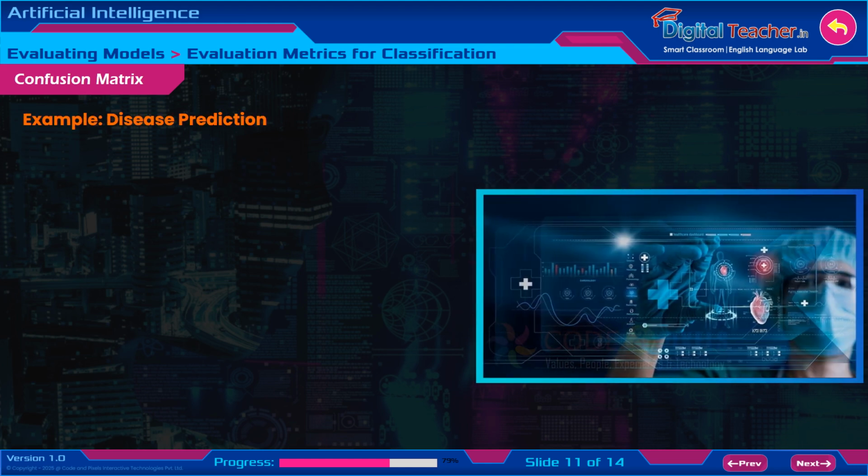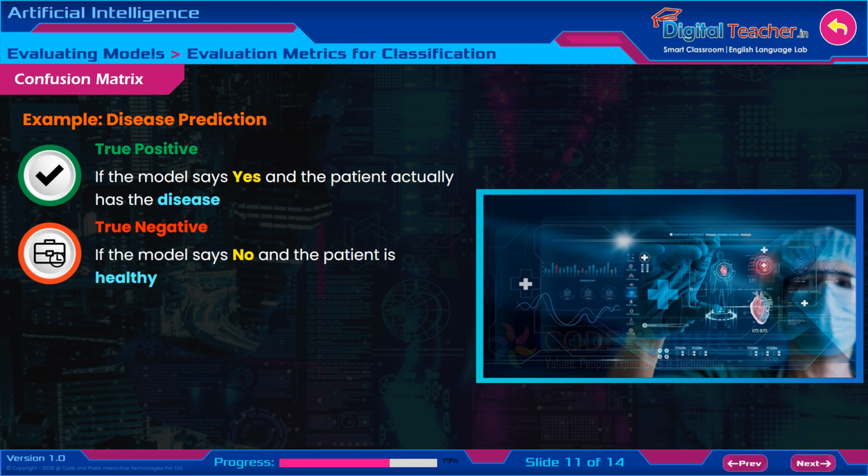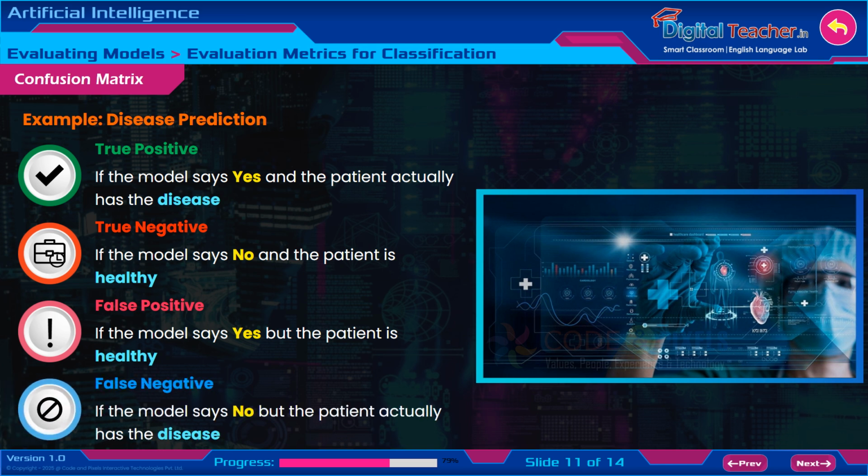Example, disease prediction. True positive: the model says yes, and the patient actually has the disease. True negative: the model says no, and the patient is healthy. False positive: the model says yes, but the patient is healthy. False negative: the model says no, but the patient actually has the disease.